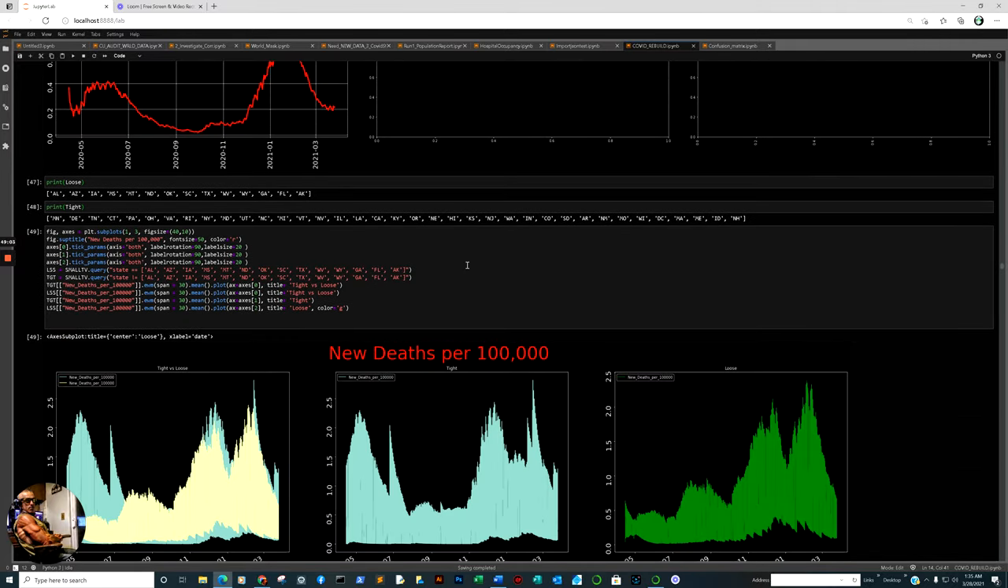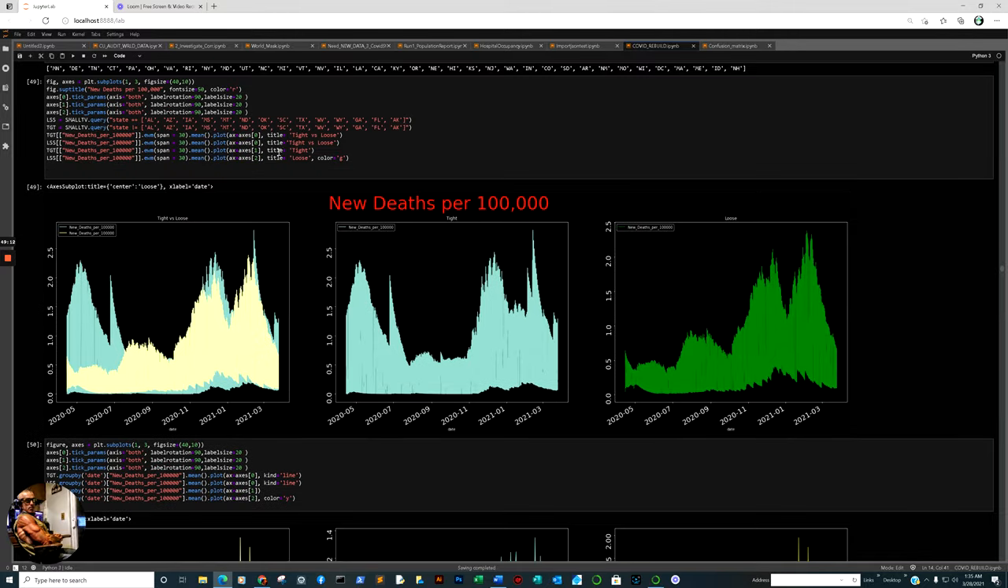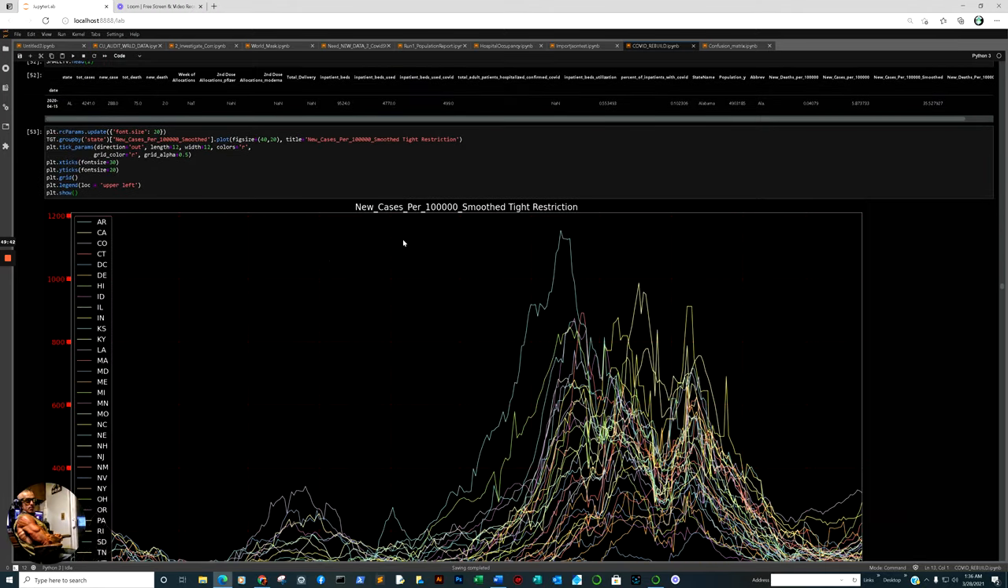Arkansas is going to drop off the masks, I believe, on April 1st, so we'll consider that a loose state. New deaths per 100,000. This is, again, loose states compared to tight states, heavy restrictions compared to loose restrictions. And right there, you see the yellow is basically your loose. Nursing homes, probably. But loose restriction states tend to do far better as far as deaths per 100,000 as opposed to tight restriction states. And mortality, yeah, it looks scary.